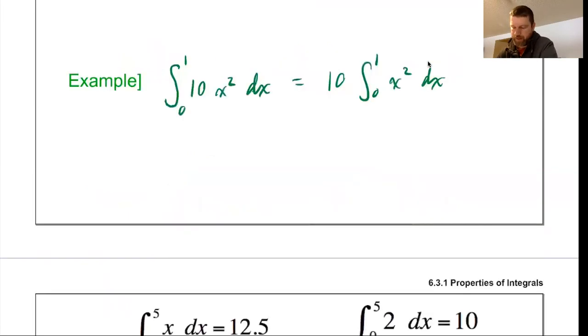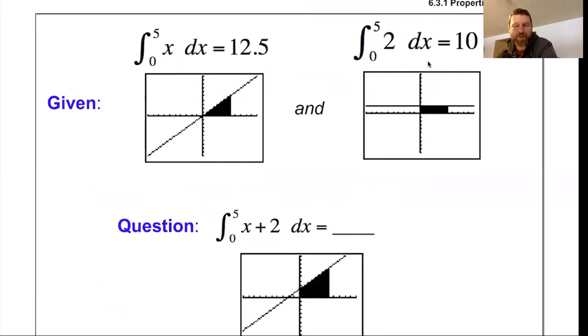Moving on. This is going to lead us to another integral property. Here, I'm giving you a couple of bits of information. I'm telling you the integral from 0 to 5 of x dx is 12.5. You didn't need me to tell you that because you could see it's a triangle. You could probably have figured out that area yourself, but I'm telling you, it's easy. That's 12.5.